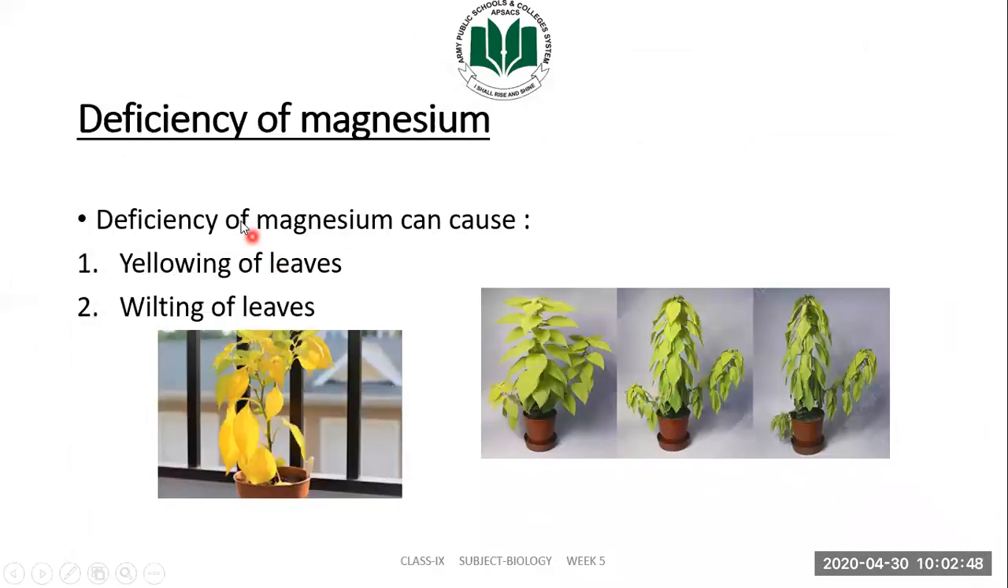Now, what happens when there is a deficiency of magnesium? Deficiency of magnesium can cause yellowing of leaves. Why? Because the green color of the plants is due to chlorophyll. But we have seen that in the deficiency of magnesium, that green part cannot be developed properly. Hence, the leaves turn yellow because chlorophyll is not formed. There is yellowing of the leaves and wilting of the plant. You can see this is a fresh plant and it is starting to wilt, and at the end it is completely wilted in the absence of magnesium.